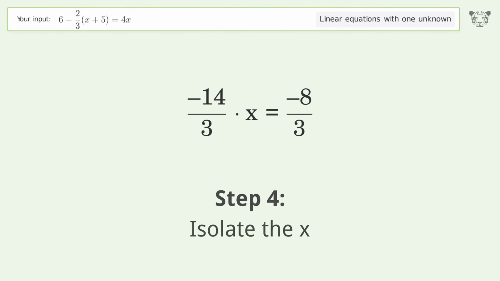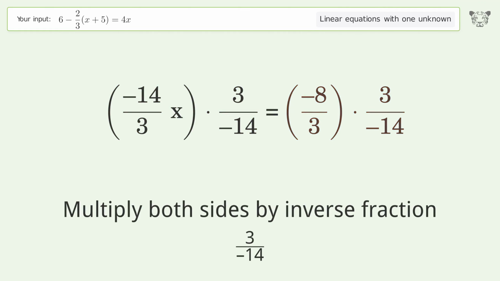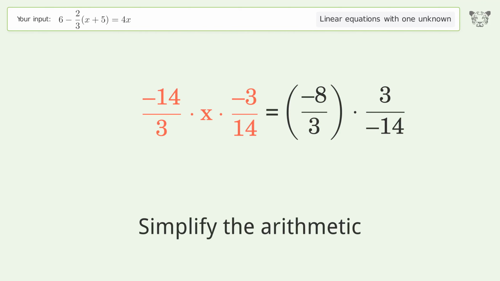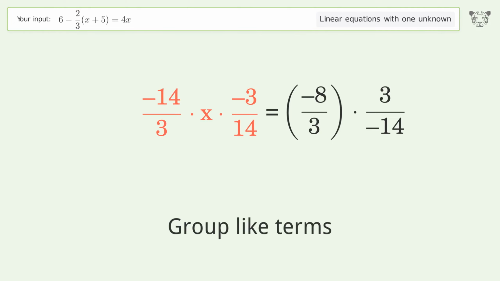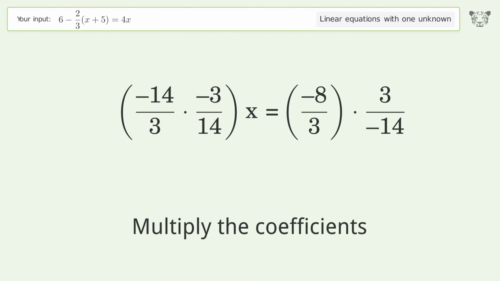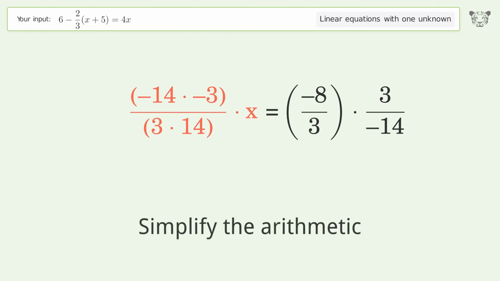Isolate the x. Multiply both sides by inverse fraction 3/14. Simplify the arithmetic. Group like terms. Multiply the coefficients. Simplify the arithmetic.